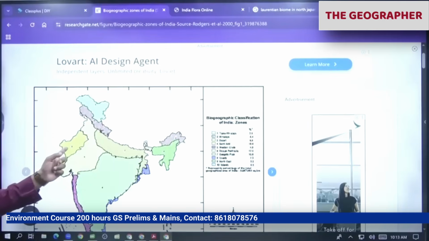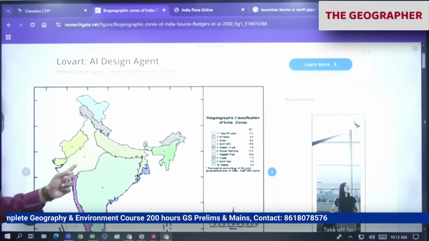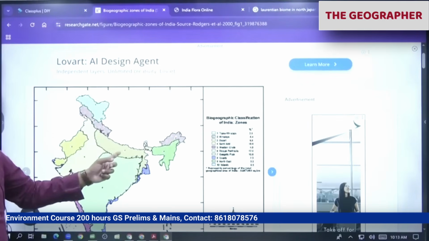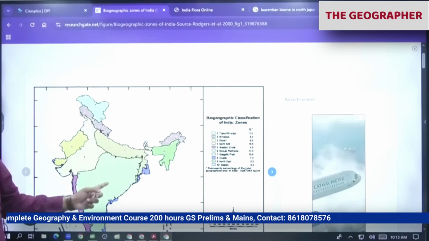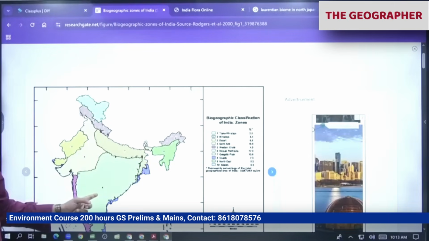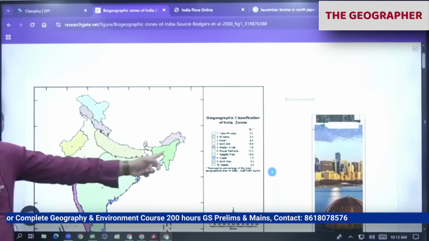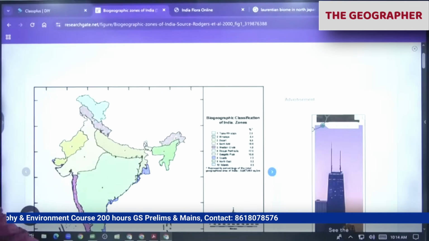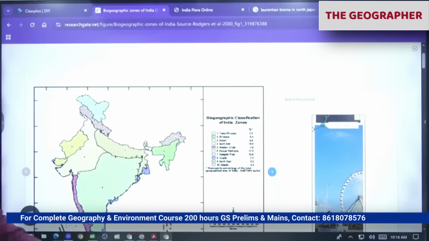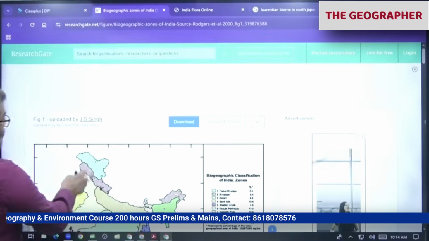Then third, you can see desert. This is semi-arid. Fourth, you can see seventh one here. This is Gangetic plain. This is sixth one, Deccan Peninsula. You can see ninth, northeast, coastal plain, islands. Please write 10 biogeographic zones.